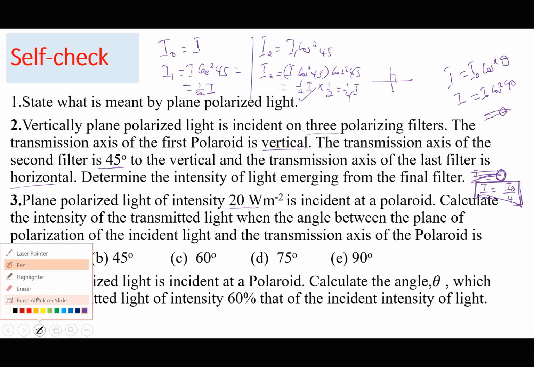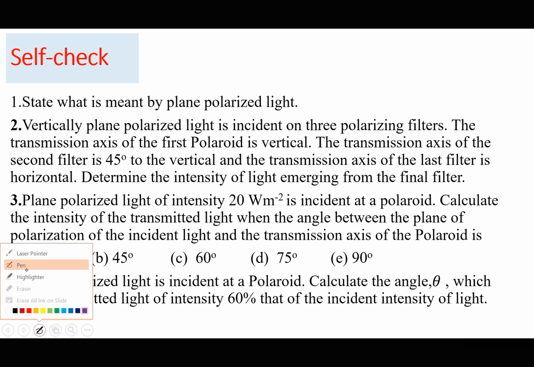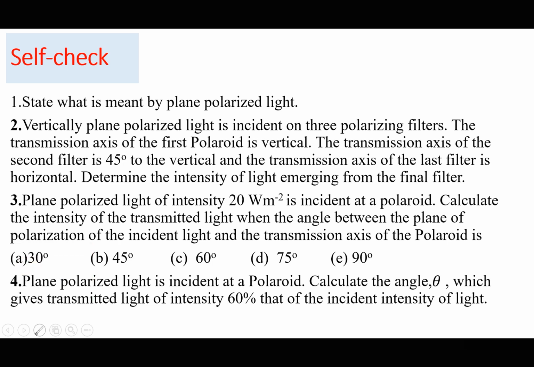Maybe I can repeat this systematically. So let's say this is the first one, and this is the second one, and we have the third one. What comes from the first filter is, say, vertical. Light is incident vertically here. And let's say this is the second filter. What comes from this is in this direction. And this is the third filter. So what comes from this must be horizontal, like this.